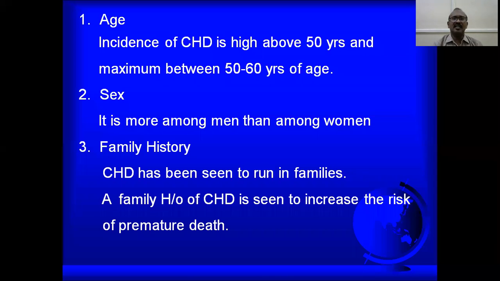Family history. CSD has been seen to run in families. A family history of CSD is seen to increase the risk of premature deaths. So if somebody in the family has CSD, there's every chance that their progeny is likely to have the disease. And if a person has a family history of CSD, there's an increased risk of premature death in that person. So never forget to take the family history of CSD in a high-risk person, as it forms an important risk factor.